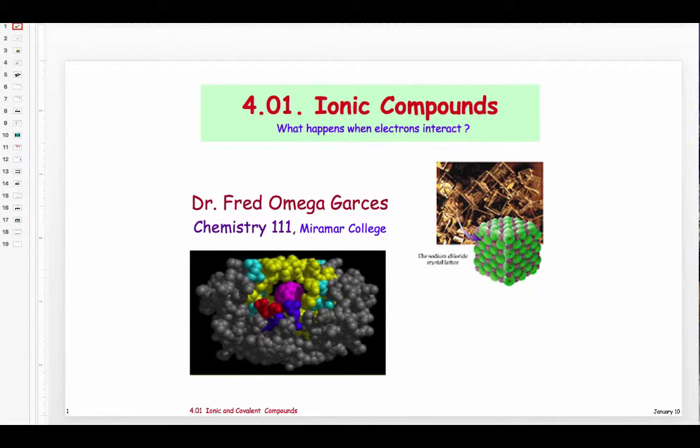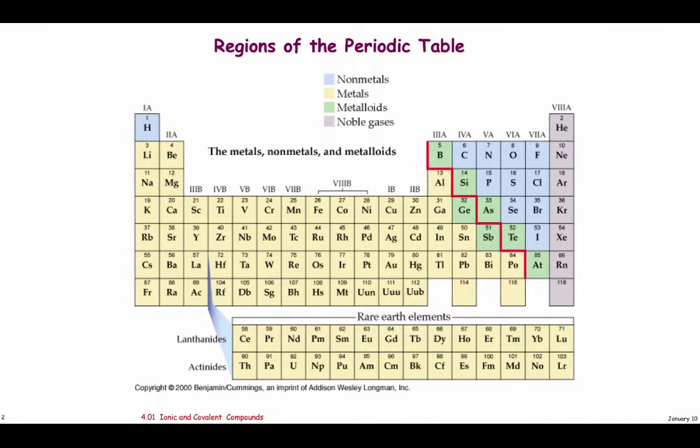This section is Chapter 4, Ionic Compounds. Ionic compounds, or compounds in general, form when electrons interact with each other. Let's consider the periodic table.